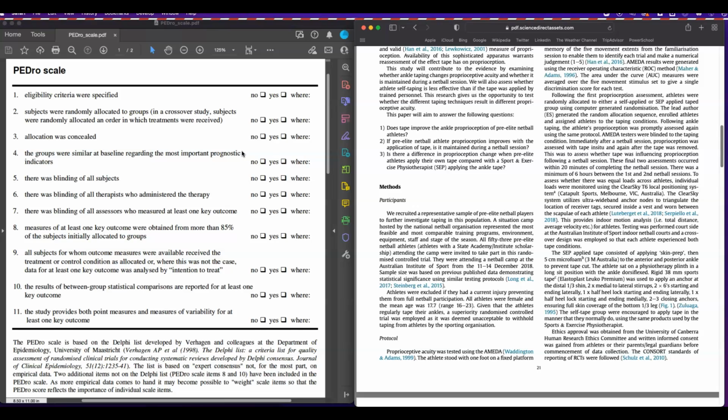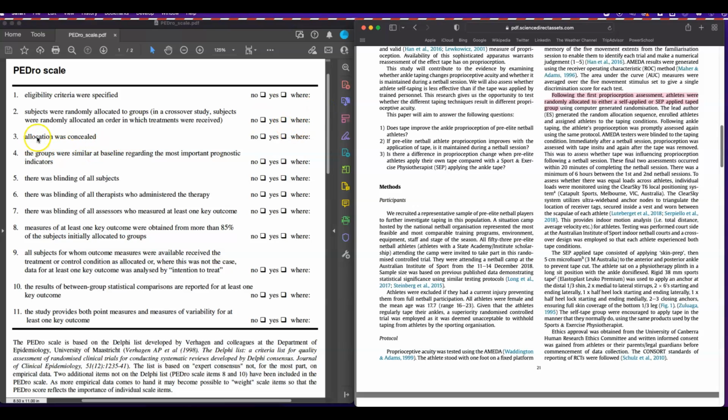Number 2 says subjects were randomly allocated into groups. In other words, there was randomization of patients into the different groups that the study had. So patient A might be randomized into the treatment group, patient B might be in the placebo group. There are different ways to find that. Again, most often it's going to be in the methods section. So right here, following the proprioception assessment, athletes were randomly allocated to either a self-applied or SEP applied tape group. And so the answer to question 2 is yes, they were randomly allocated into groups.